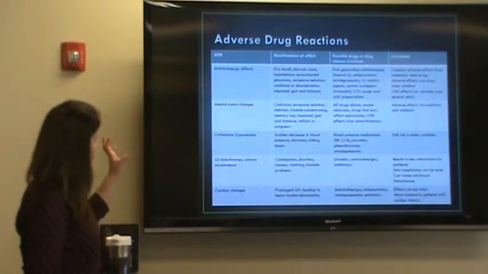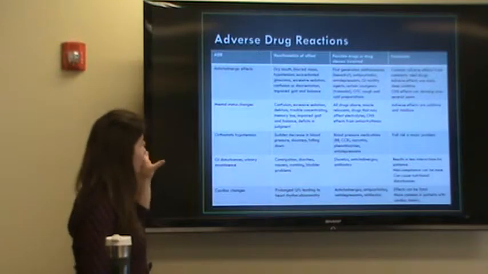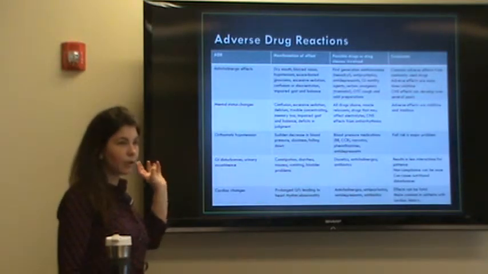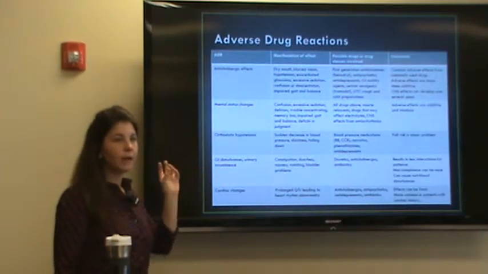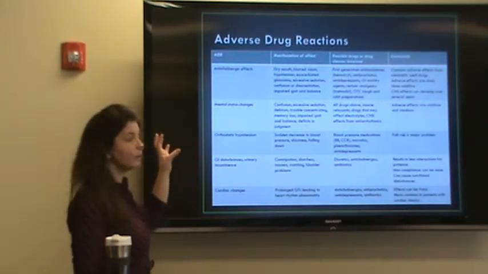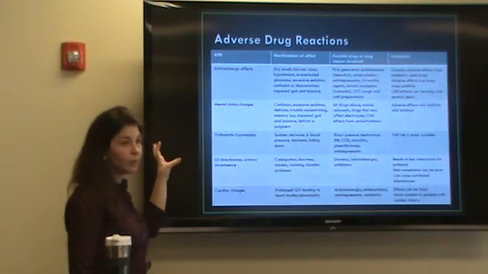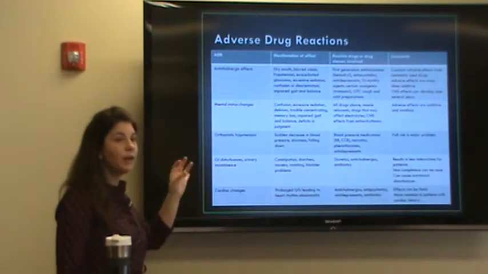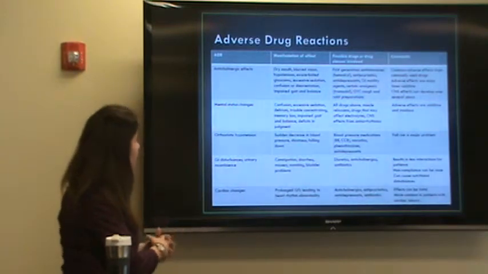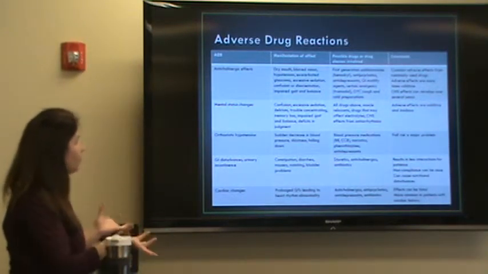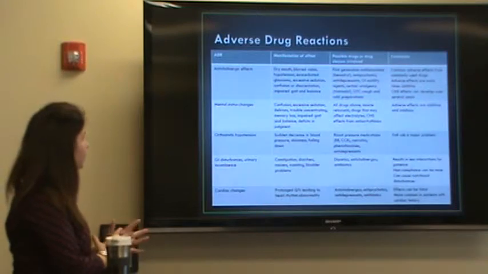So anticholinergic effects. I think this is probably one of the most dangerous adverse drug reactions that we see in elderly patients. We're going to talk a little bit later about falls, and really it's anticholinergic effects, probably in combination with mental status changes. If we're looking at a drug causing a fall, that's probably one of the places that we can contribute to. So how do anticholinergic effects manifest themselves?